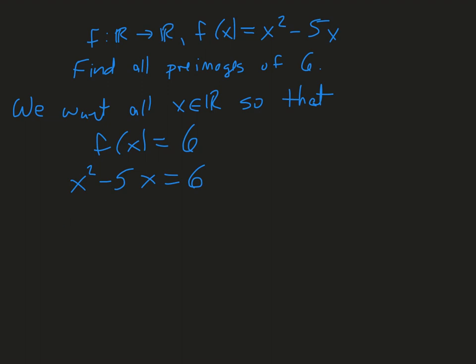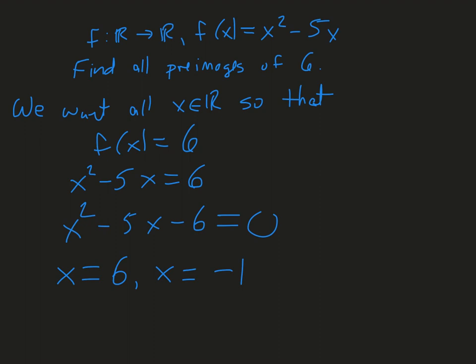In other words, we're trying to solve x squared minus 5x minus 6 equals 0. And it doesn't take too much to factor this out, and you'll get that x is going to have to be equal to positive 6, or x is going to be equal to negative 1. Okay? So those are all the preimages. We could even say that the set of preimages of 6 is equal to {6, -1}.